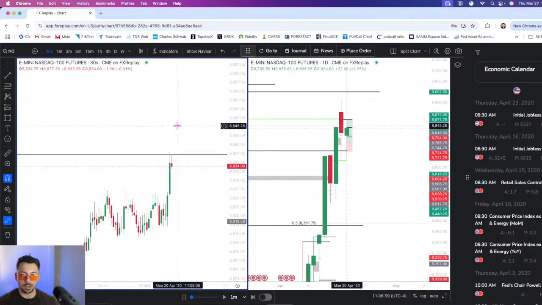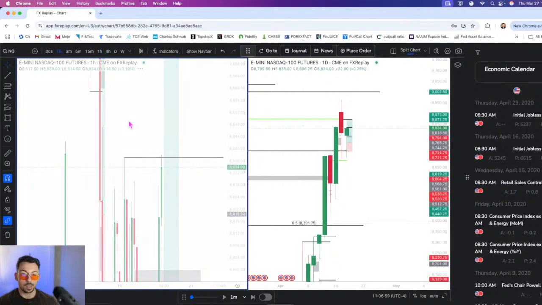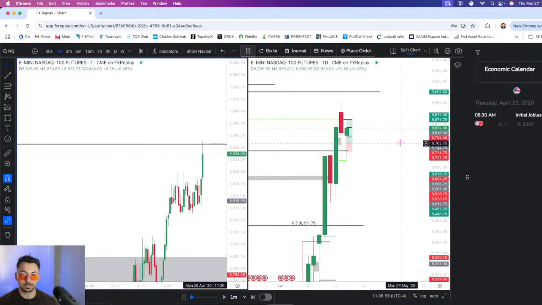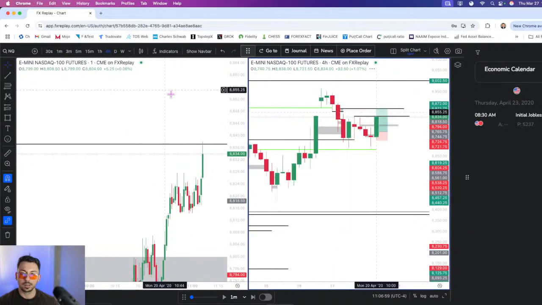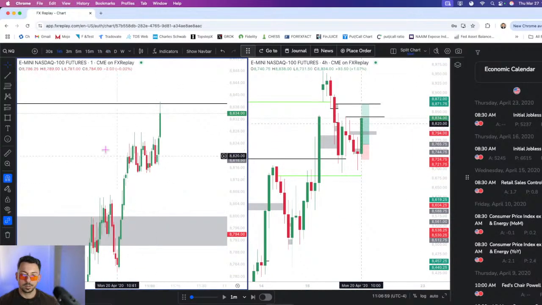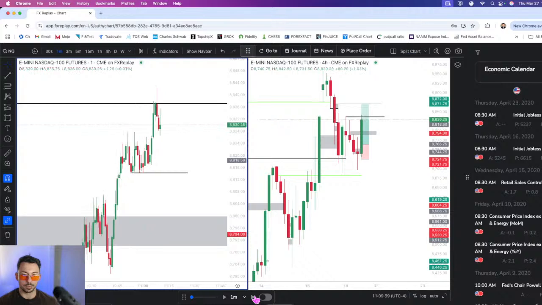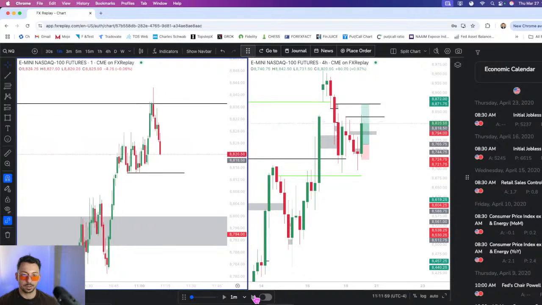This is 11 o'clock. Realistically, I probably wouldn't take anything after that, but maybe there'll be a short here. So we could probably target these internal lows, realistically, if we get some kind of an inverse here. Ooh, this looks pretty nice.